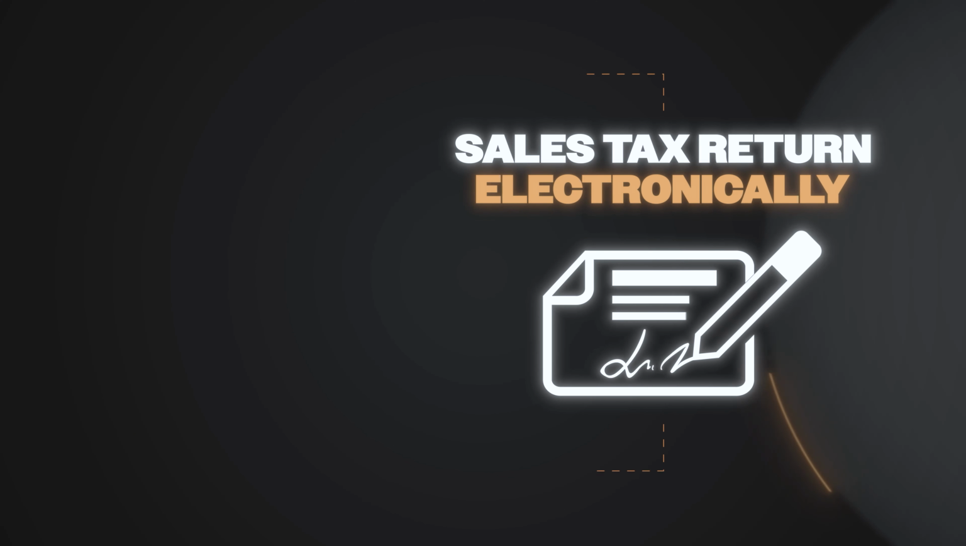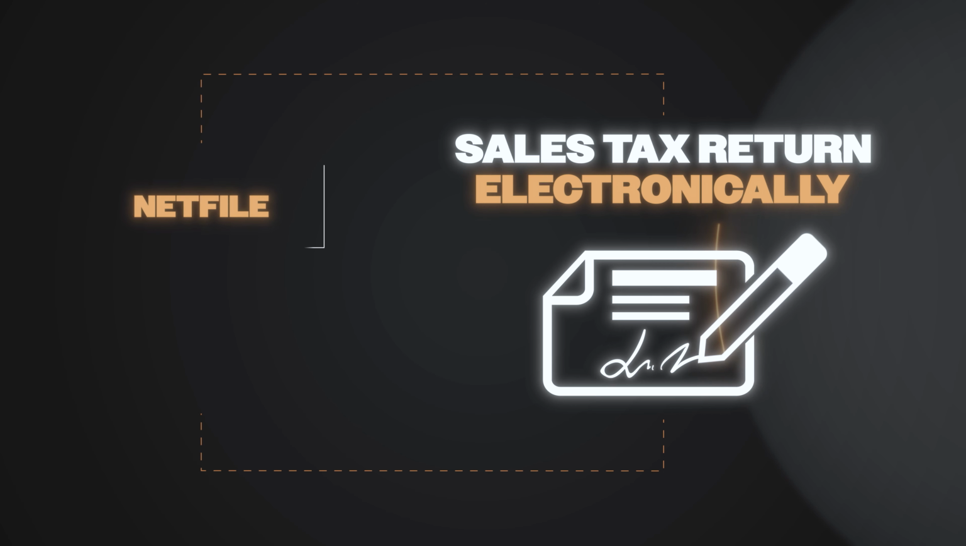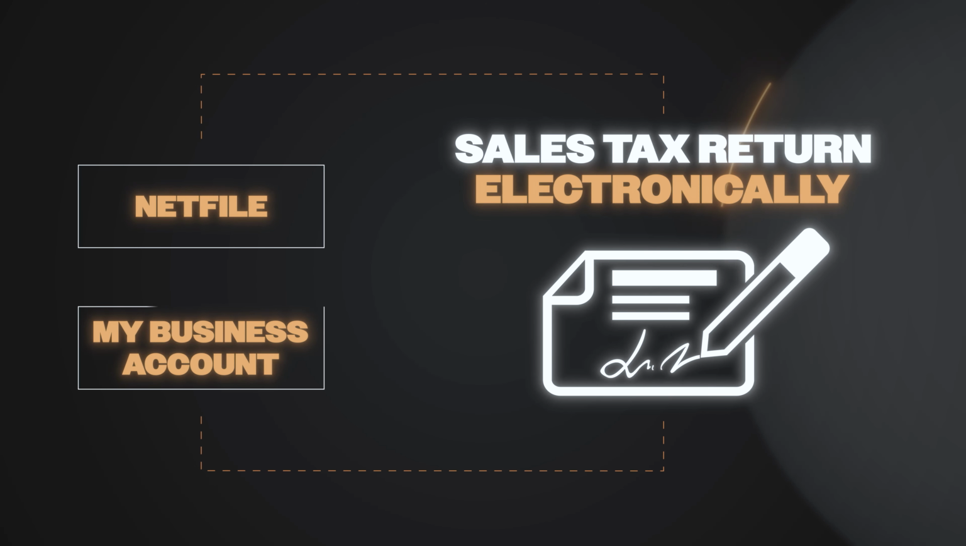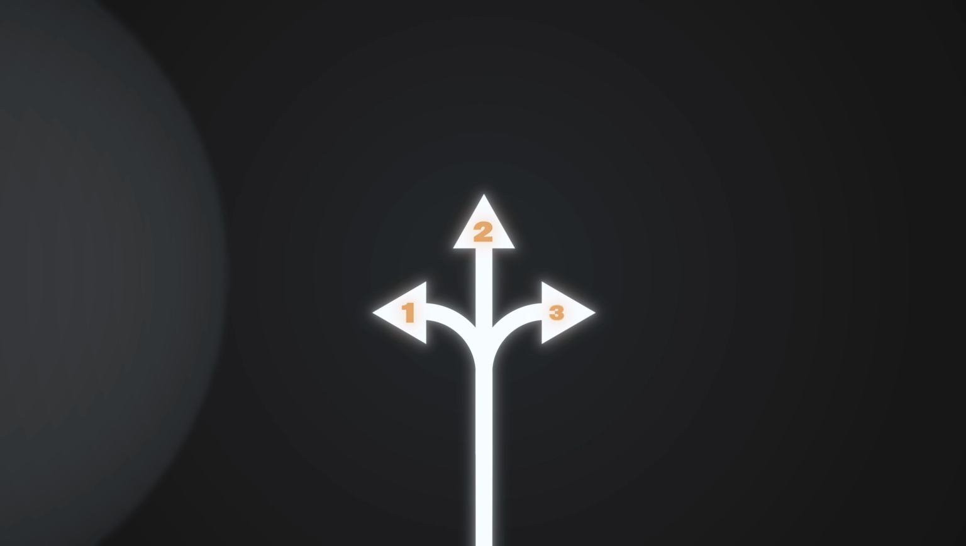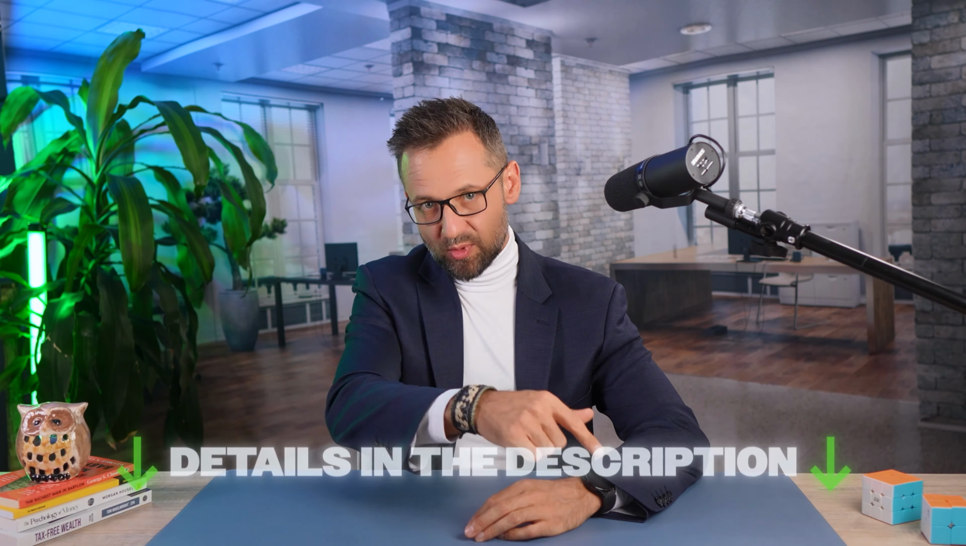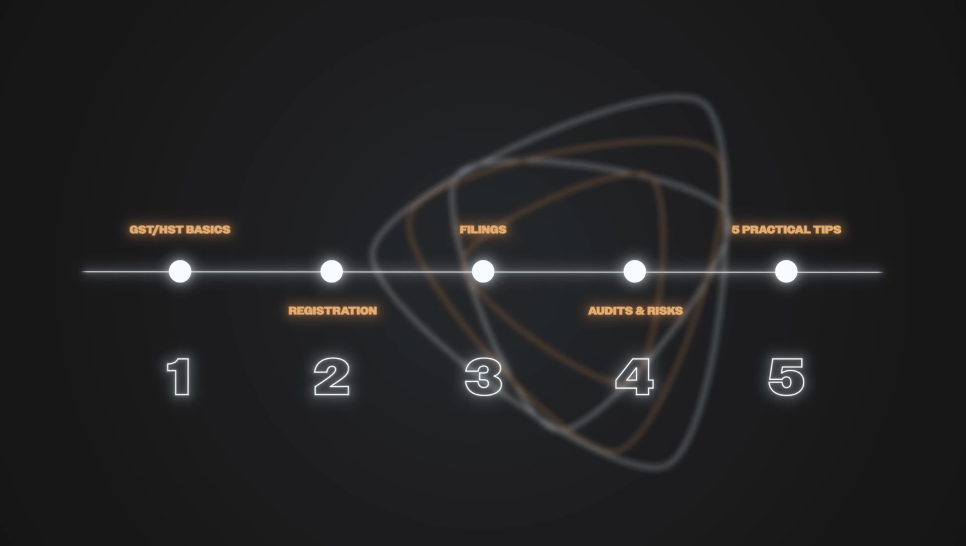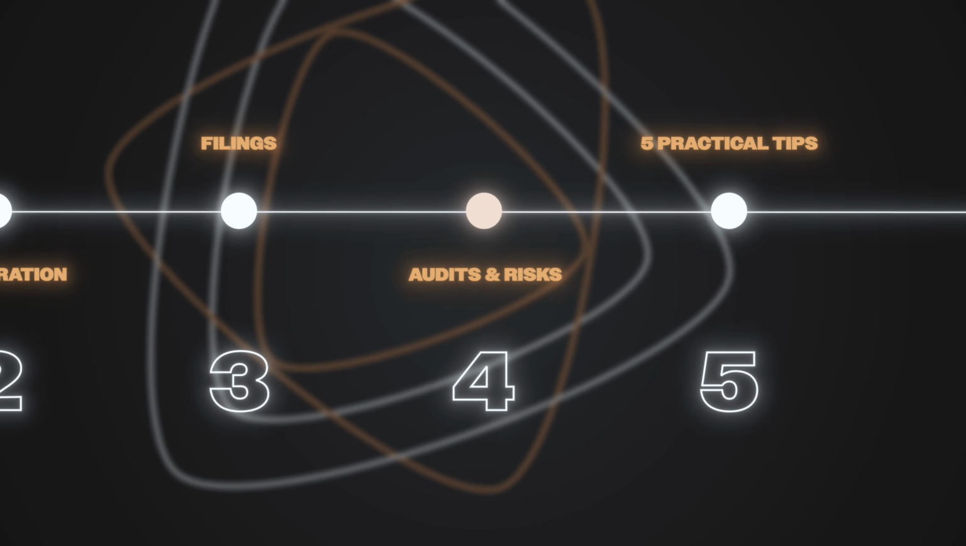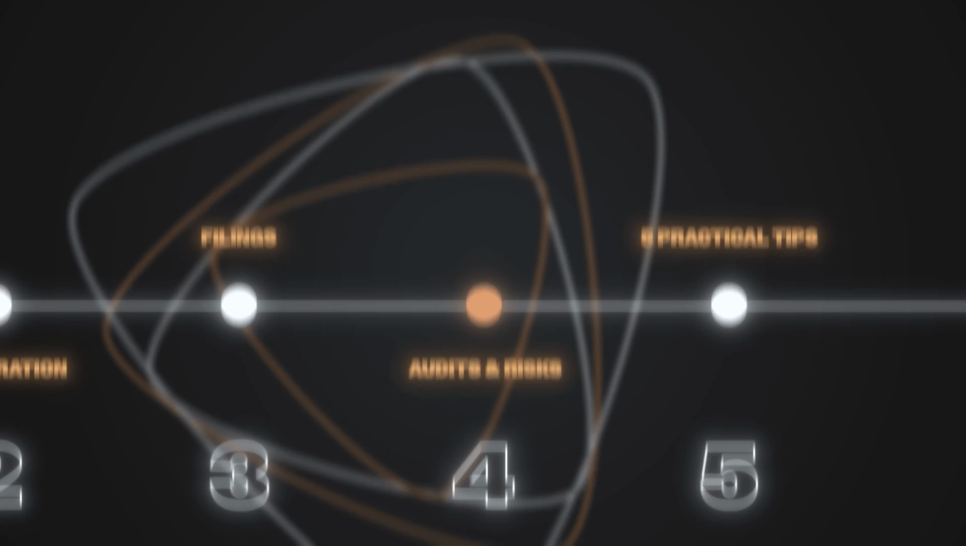You can file your sales tax return electronically through NetFile or through your business account with CRA. There are also multiple ways to pay the balance. You can pay online, set up pre-authorized payments, or do it through your bank. There's more information in the description. Keep in mind that the government may request supporting documents or review your claims before issuing a refund, especially if it's a significant amount or if you're a new filer. So stay tuned as I'll explain how to better prepare yourself for CRA review in the next section.